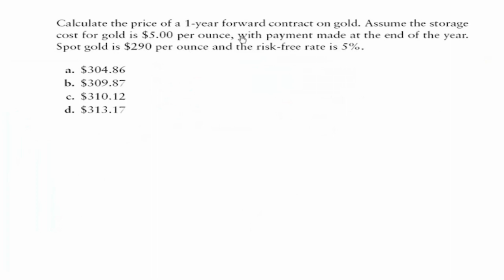Calculate the price of a 1-year forward contract on gold. Assume the storage cost for gold is $5 per ounce with payment made at the end of the year. Spot gold is $290 per ounce and the risk-free rate is 5%.